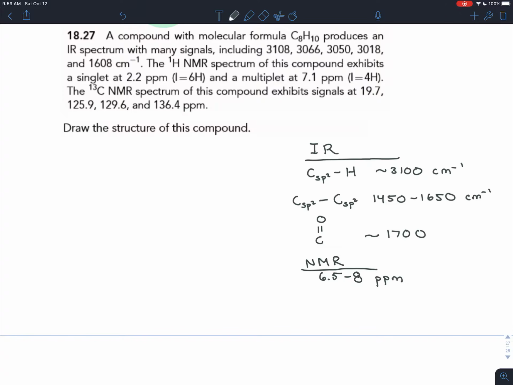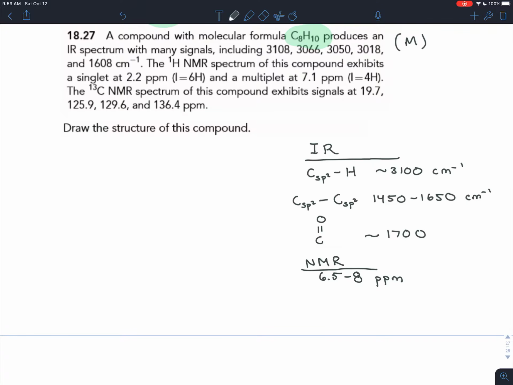Exercise 1827 is, again, just trying to see how well you're able to interpret the signals coming from aromatic molecules like benzene in spectroscopy, so IR spectroscopy and NMR spectroscopy. They give you the molecular formula, and you'd get that by doing mass spectrometry.